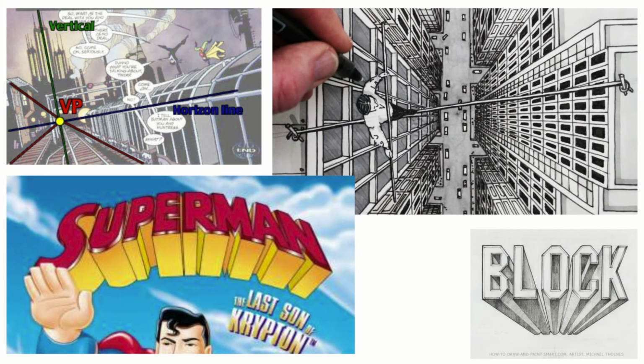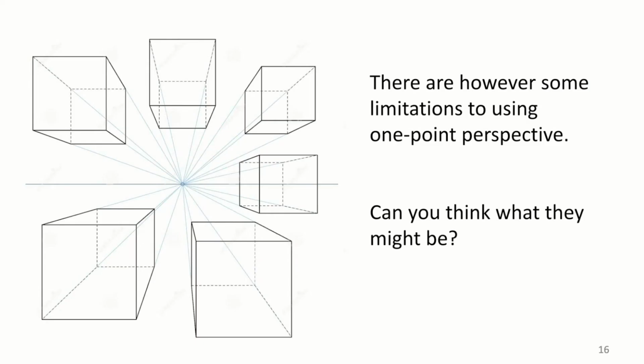Here you can see some examples of one-point perspective. Can you find the vanishing point in each of these? However, there are some limitations to using one-point perspective. What do you think they might be?